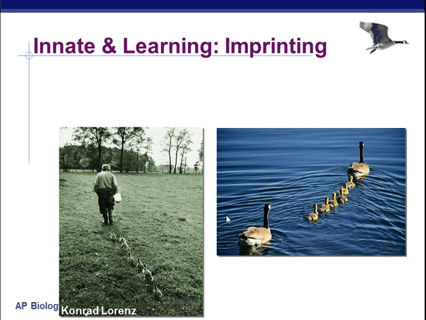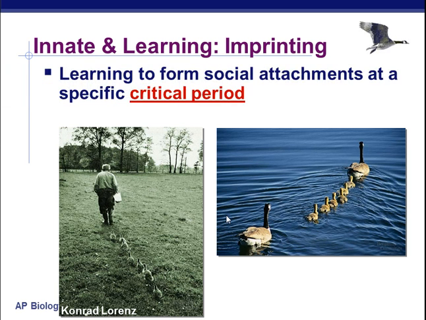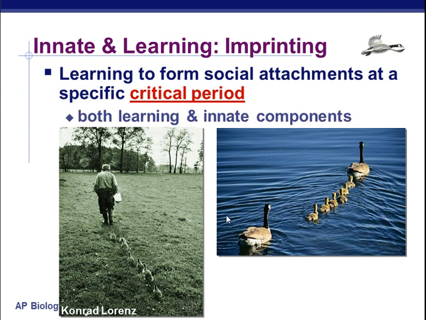Imprinting is a combination of innate and learned behavior. During imprinting, there are social attachments formed during a specific critical period. So there's a certain time during the organism's life where they have to learn this behavior. And so again, imprinting has both learned and innate components.